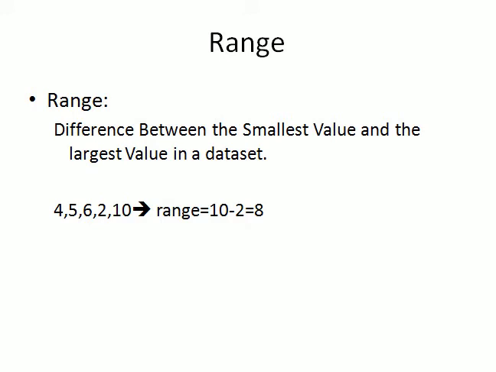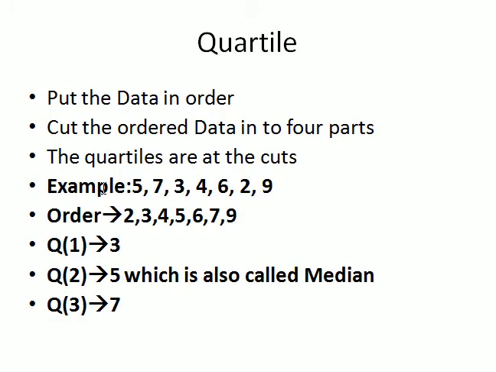So what is meant by quartile? If you have some data set, you have to arrange it in ascending order, and then calculate the quartile. How will you calculate the quartile? Cut the ordered data into 4 parts. You can cut into 4 parts, or you can cut into 5 or 10, that depends upon your choice, but here we cut into 4 parts. The first part is quartile 1, the second part is quartile 2, and the third part is quartile 3. The second part is also called the median.